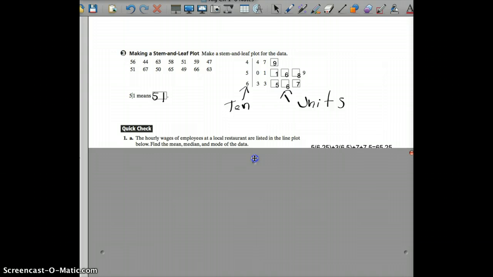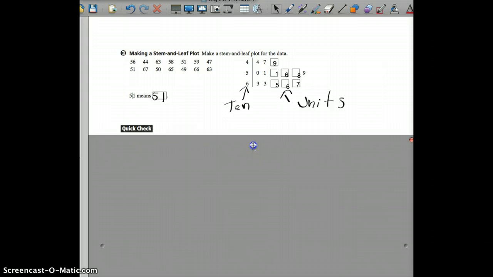Go ahead and take a minute and work on the quick check. When you're finished with the quick check, come back and check your work.